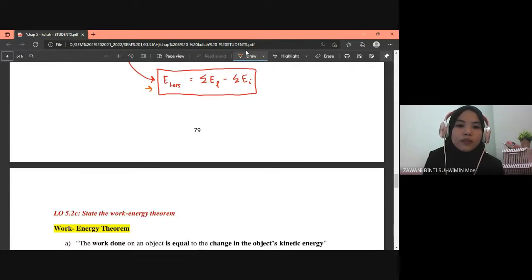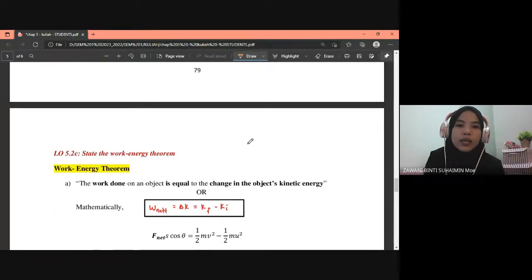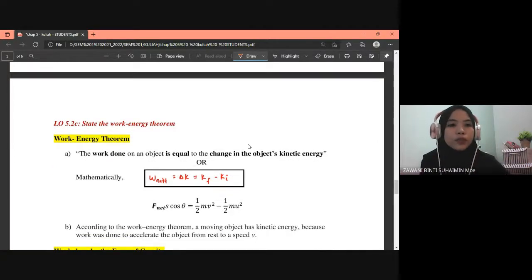Okay. Alright, so next we have work energy theorem. Okay, work energy theorem ni adalah salah satu cara macam mana untuk kita dapatkan work done.